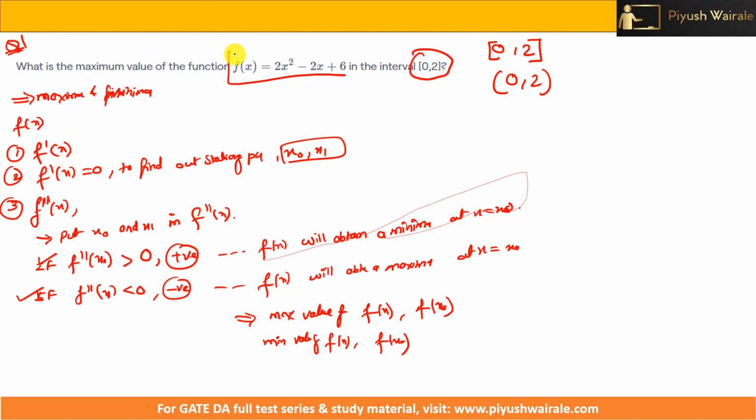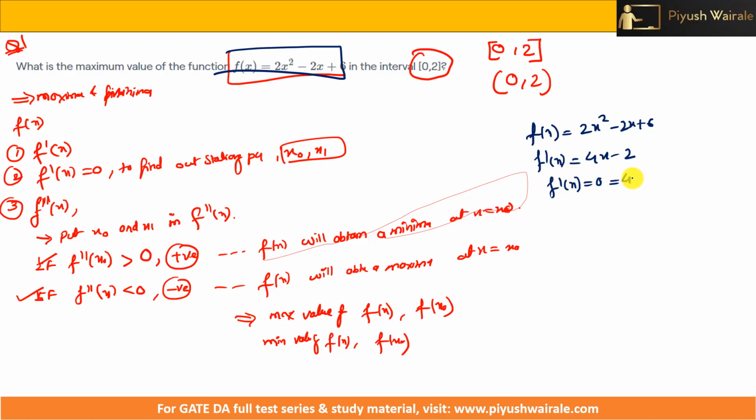So this f of x is given to us, right? f of x is basically 2x square minus 2x plus 6. If I differentiate, f dash of x, and you should know how to do the differentiation, will be 2 into 2x, that is 4x, minus 2. Just equate it to 0. So f dash of x equals 0, that is 4x minus 2 equals 0. From this expression, I will get x equals 1 by 2, right? So that is my stationary point.